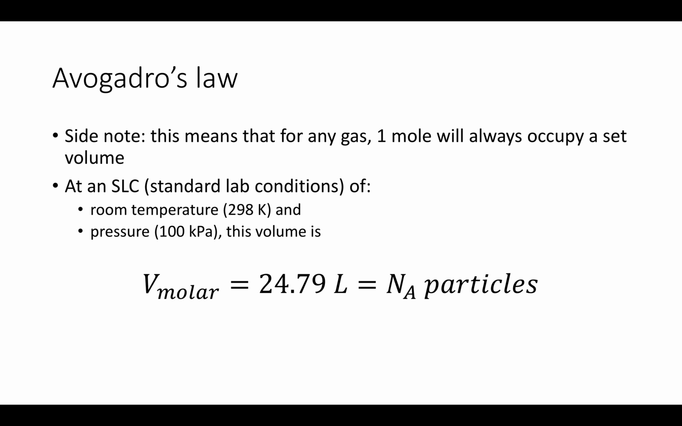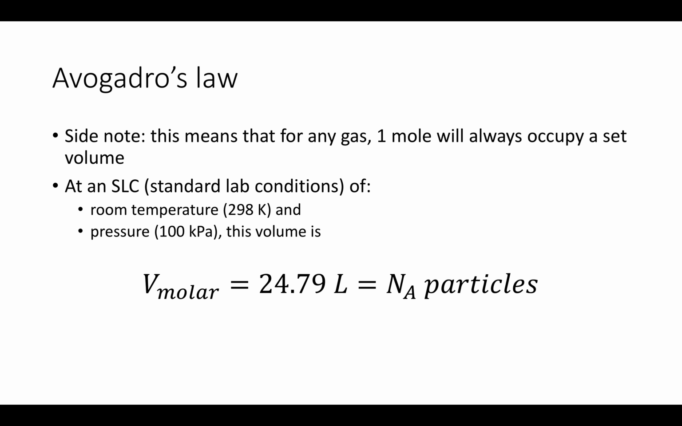Now, this is where I got it wrong for your depth study this year. I'm sorry about that. I was talking about standard temperature and pressure, but I should have been saying standard lab conditions. So room temperature, which is 25 degrees or 298 Kelvin, and normal atmospheric pressure, which is 100 kilopascals. Any gas will have the volume of 24.79 liters. That's really interesting.